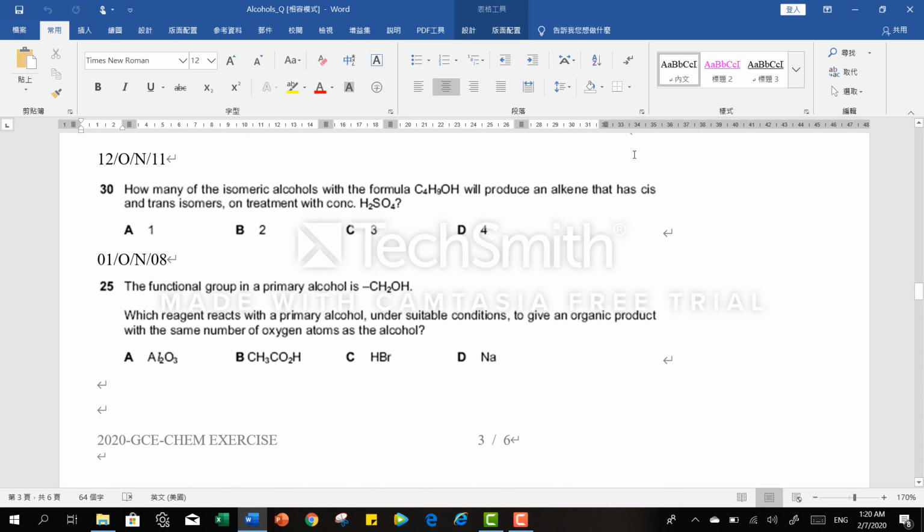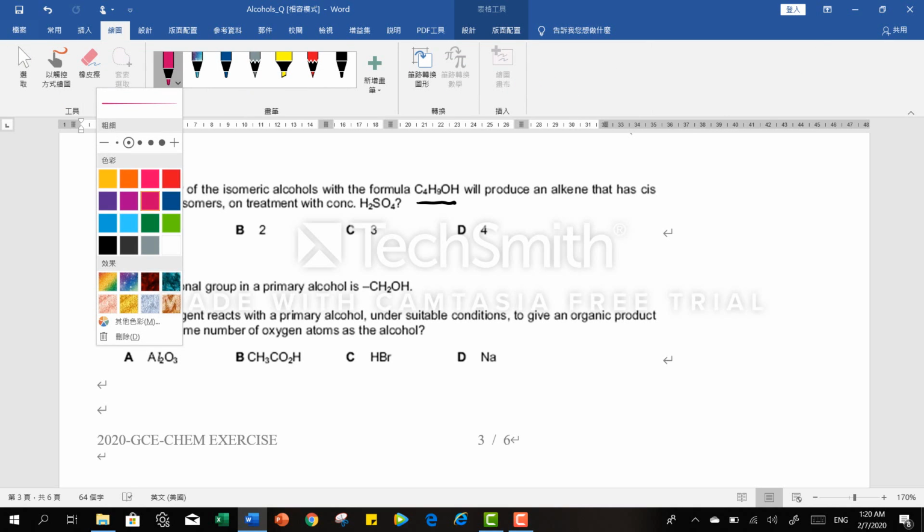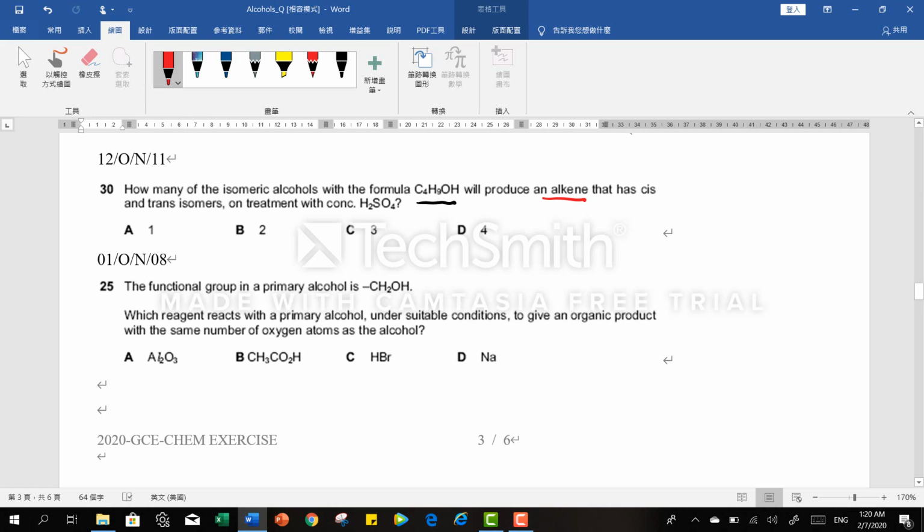How many of the isomeric alcohols with the formula C4H9OH will produce an alkene that has cis-trans isomers? Remember, in order to form cis-trans isomers, each carbon of the double bond has to be bonded with two different things, okay?